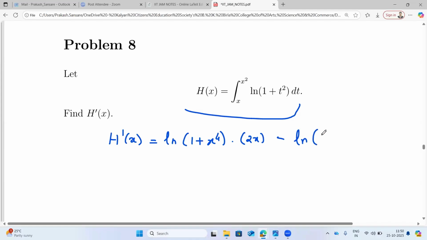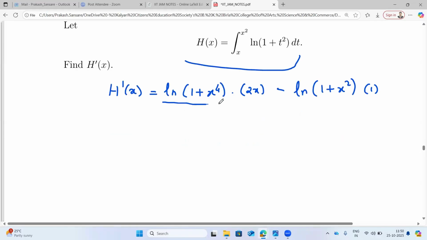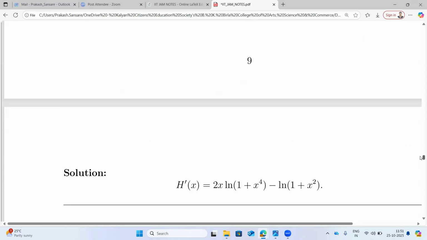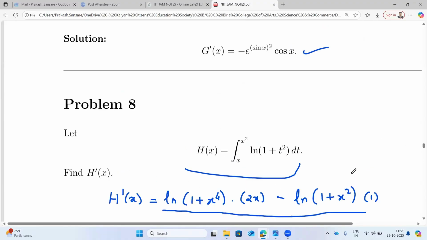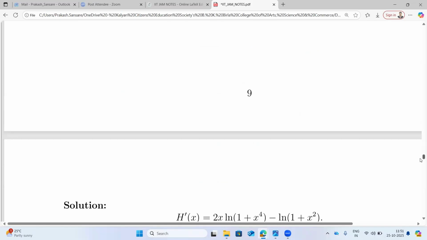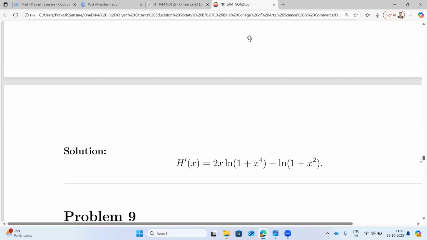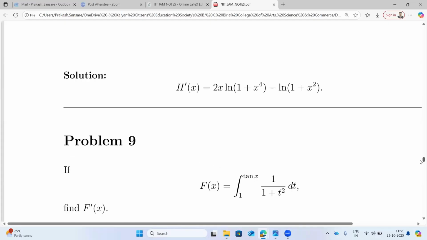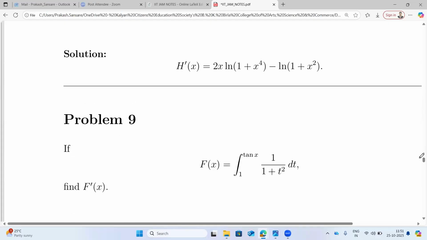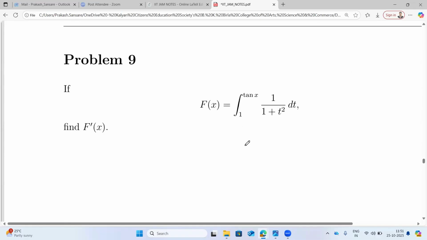of 1 plus x square. Is it okay? Into derivative of x is 1. That is very important. So it is ln 1 plus x square into 2x minus ln 1 plus x square. Maybe 2x I have written ahead. So 2x ln of 1 plus x power 4 minus ln of 1 plus x square. Yeah, find f dash x. This is the last problem, maybe the second last problem.